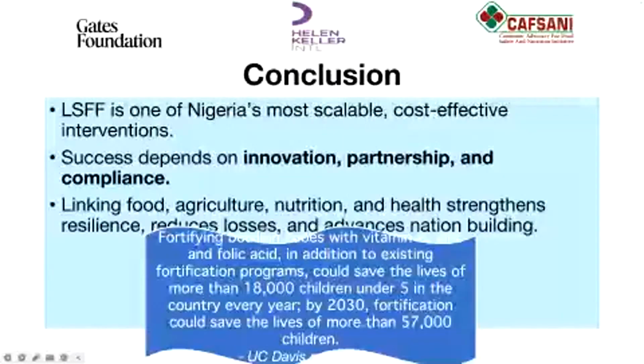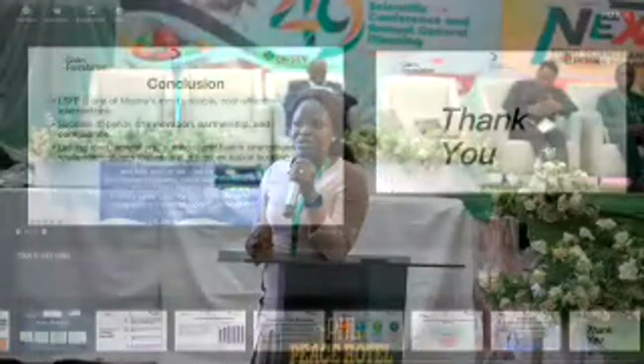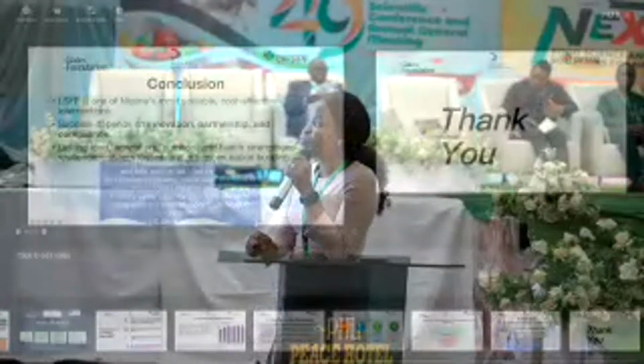Now, UC Davis researchers say that fortifying with vitamin A, zinc, and folic acid, in addition to the already existing fortification programs, could save the lives of more than 18,000 under-5 children in the country every year. And by 2030, fortification could save the lives of more than 57,000 children. And we see why large-scale food fortification is important.